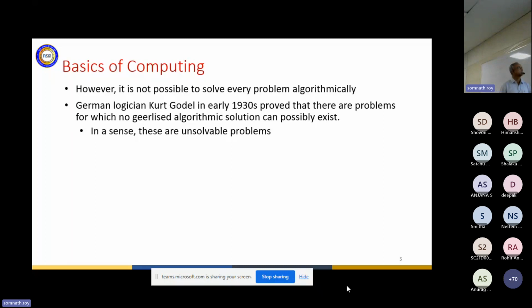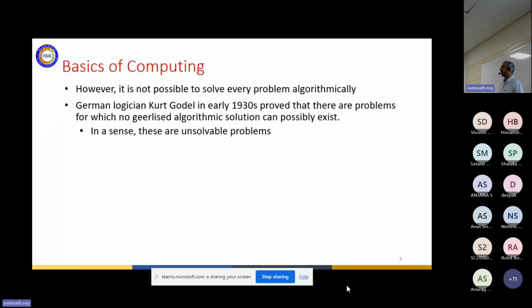And that is where there is a big page on this gentleman as well. This was the German logician Kurt Gödel, and even before computers came, in the 1930s, he proved that there are some problems for which no generalized algorithm can give a solution, and he called them unsolvable problems. There is a Scientific American article also on this, on what are unsolvable problems, and there are some examples that are given. I will not get into that for paucity of time.